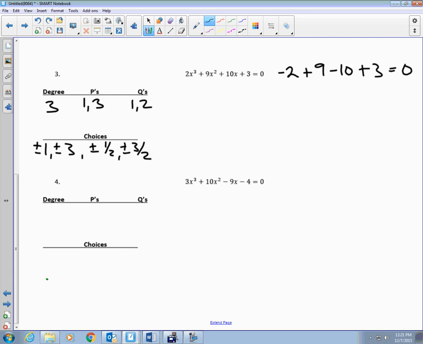So if -1 worked, what is the binomial that divides evenly? X plus 1. So what we are going to do is take this and divide it by x plus 1, and we divide it using synthetic division. How do I do synthetic division again? Bring down the 2. Multiply.